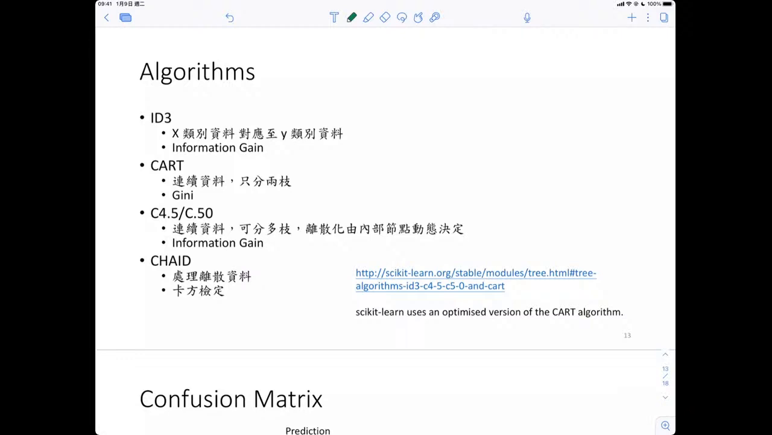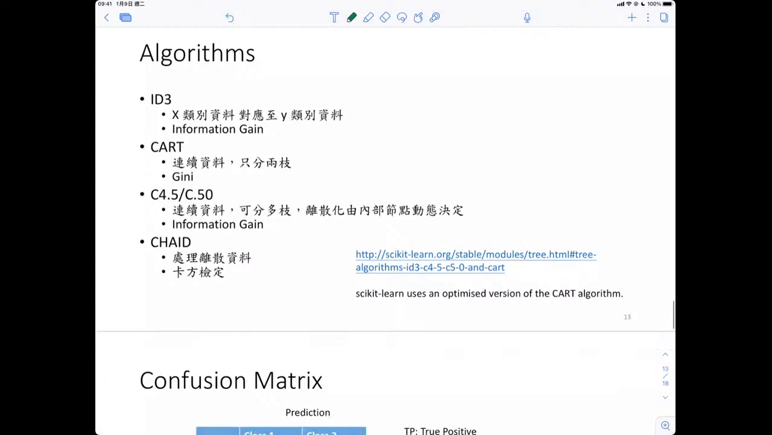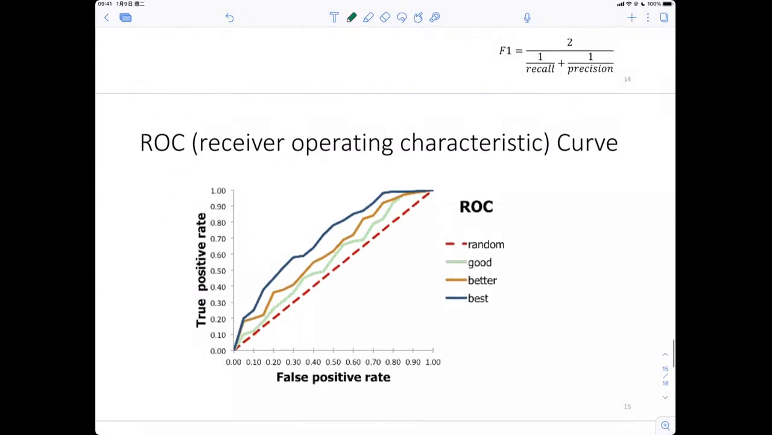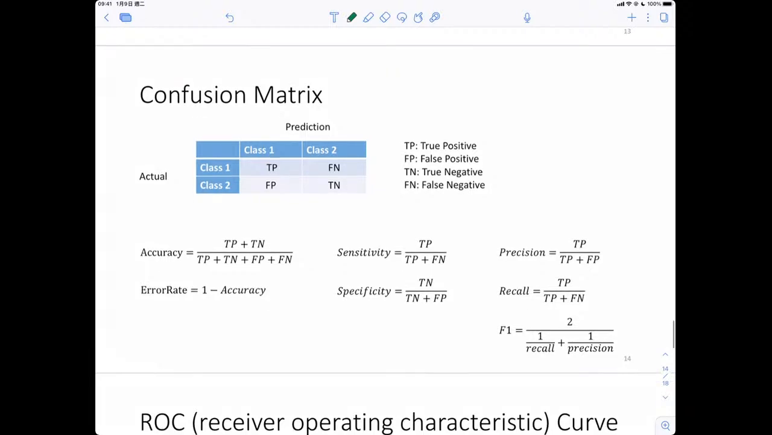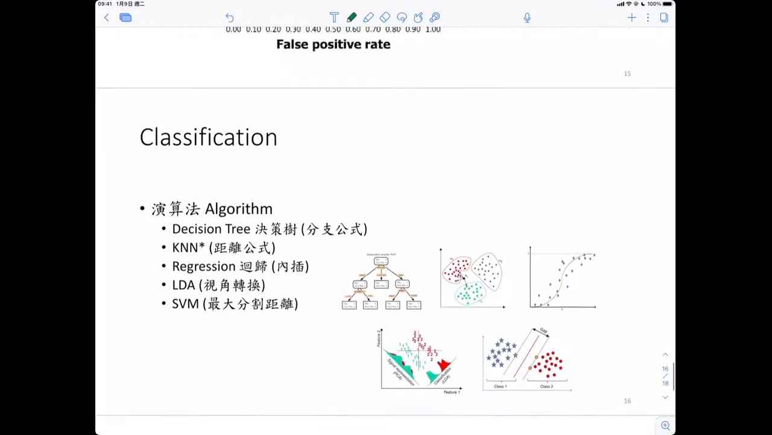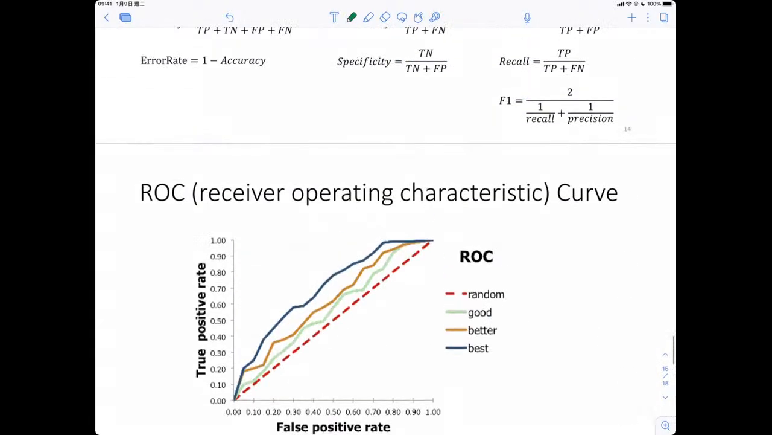Okay, so let's stop right here. And we have talked about confusion matrices already. If you want to revisit, you can take a look at these slides. Okay, let's stop right here.